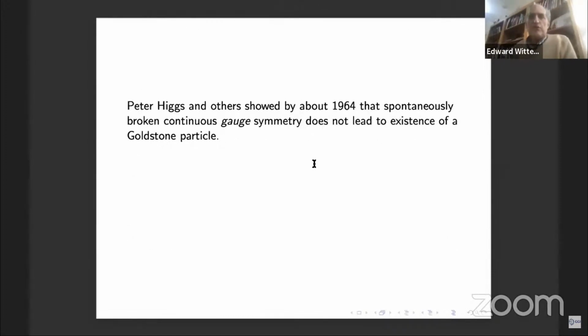Now, Peter Higgs and others showed by about 1964, following ideas that came from condensed matter through Phil Anderson, and also ultimately going back to Julian Schwinger's paper on the Schwinger model, they showed that spontaneously broken continuous gauge symmetry does not lead to existence of a Goldstone particle. Here, the emphasis is on the word gauge. So Goldstone's theorem was for spontaneously broken global symmetry. Higgs and others showed that for spontaneously broken gauge symmetry, there's no Goldstone particle.